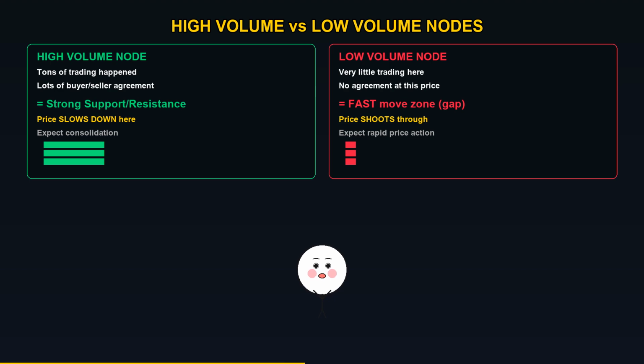A low volume node is a price level where very little trading happened. No agreement. Price moved through this level quickly. Low volume nodes are like gaps. Price shoots through them fast. When price approaches a low volume node, expect a rapid move to the next high volume node.